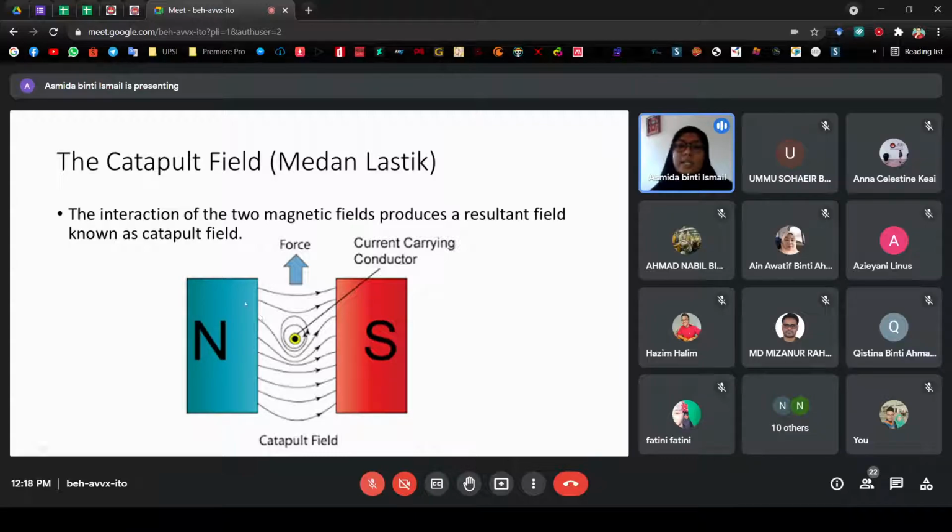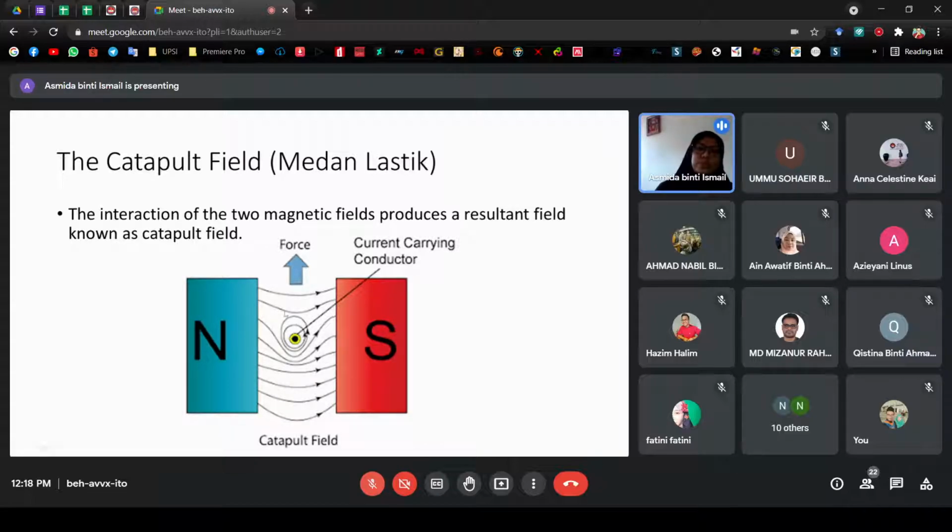Okay, so sekarang ni antara magnet ni, ada magnetic field, dengan your conductor ataupun your wire pun ada magnetic field. Okay, so if you interact these two magnetic fields, awak dekatkan awak punya conductor yang ada magnetic field dengan magnetic field yang lain ni, so dia akan hasilkan one force. Okay, dia akan hasilkan satu daya, di mana kita panggil medan elastik.